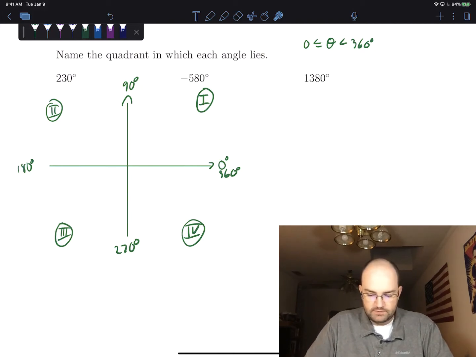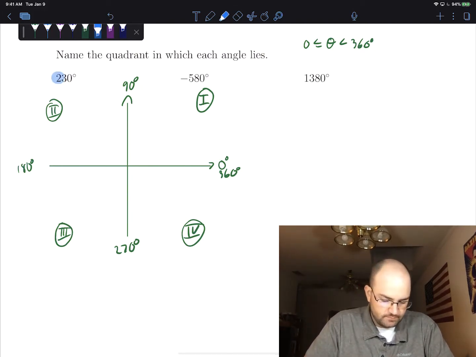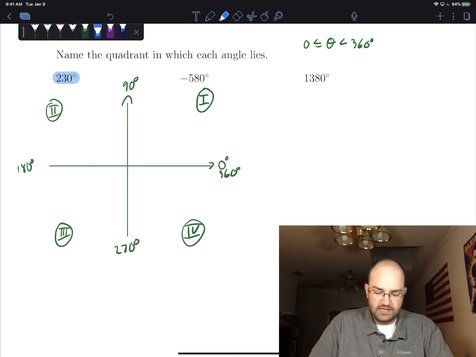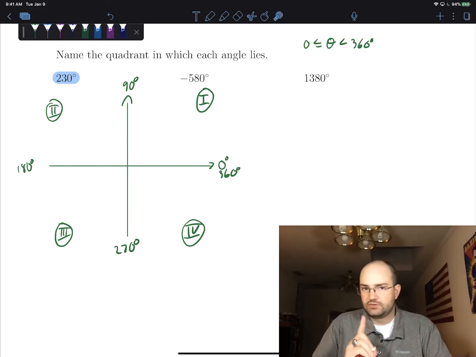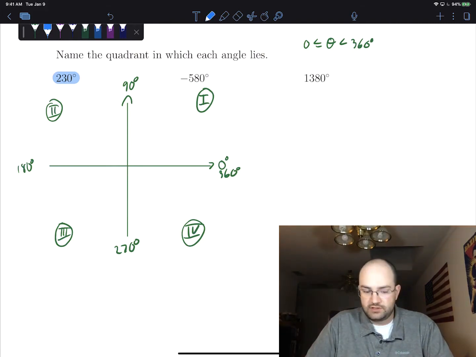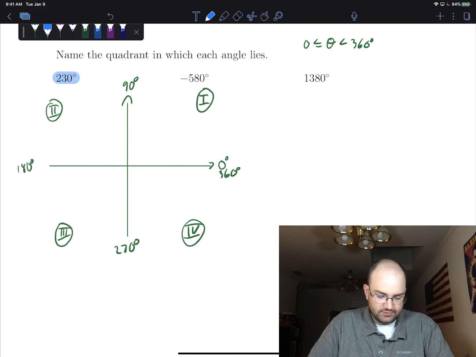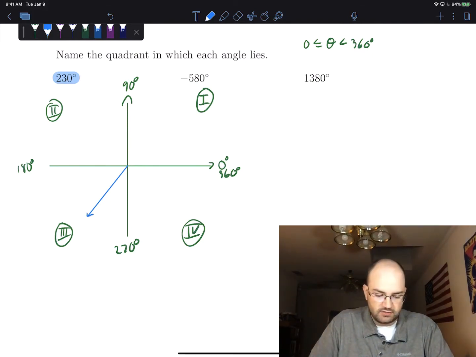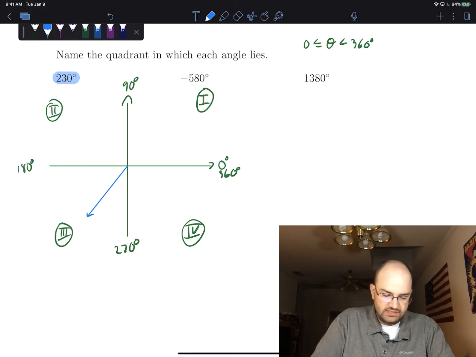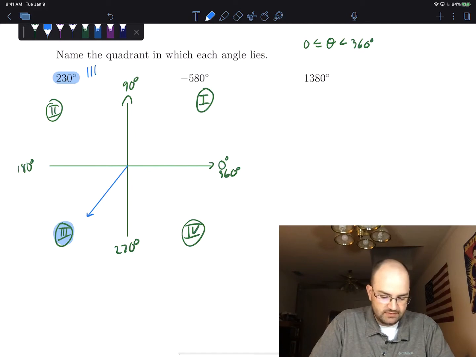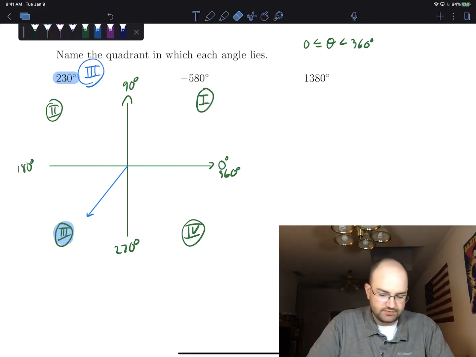Now, the first one is not actually that difficult because, frankly, it's already between 0 and 360. So it says 230 degrees. I'm not going to draw the initial side. I'm just going to draw the terminal side because the initial side will always be the x-axis. That means that the terminal side, 230 degrees, is about 40 degrees less than 270 or 50 above 180, which means that it will look something like this. This would be 230 degrees. And notice, what quadrant is that? That's quadrant 3. So 230 degrees would be quadrant 3. That would be the answer.